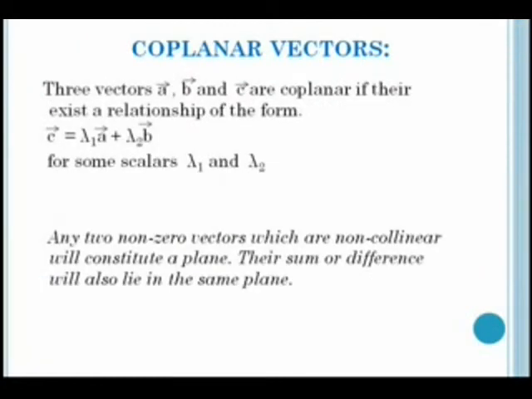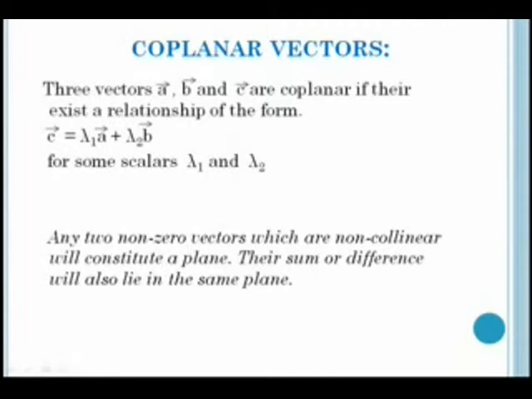Now we have just seen what coplanar vectors are. Now if we say that there are three vectors A, B and C and they are coplanar, then there is a relationship of the form vector C equal to lambda 1 times A plus lambda 2 times B. So we can express any vector C as equal to lambda 1 times vector A plus lambda 2 times vector B. The lambda 1 and lambda 2 are two scalars. So for any three vectors which are coplanar, we can express one as a linear combination of the other two vectors.